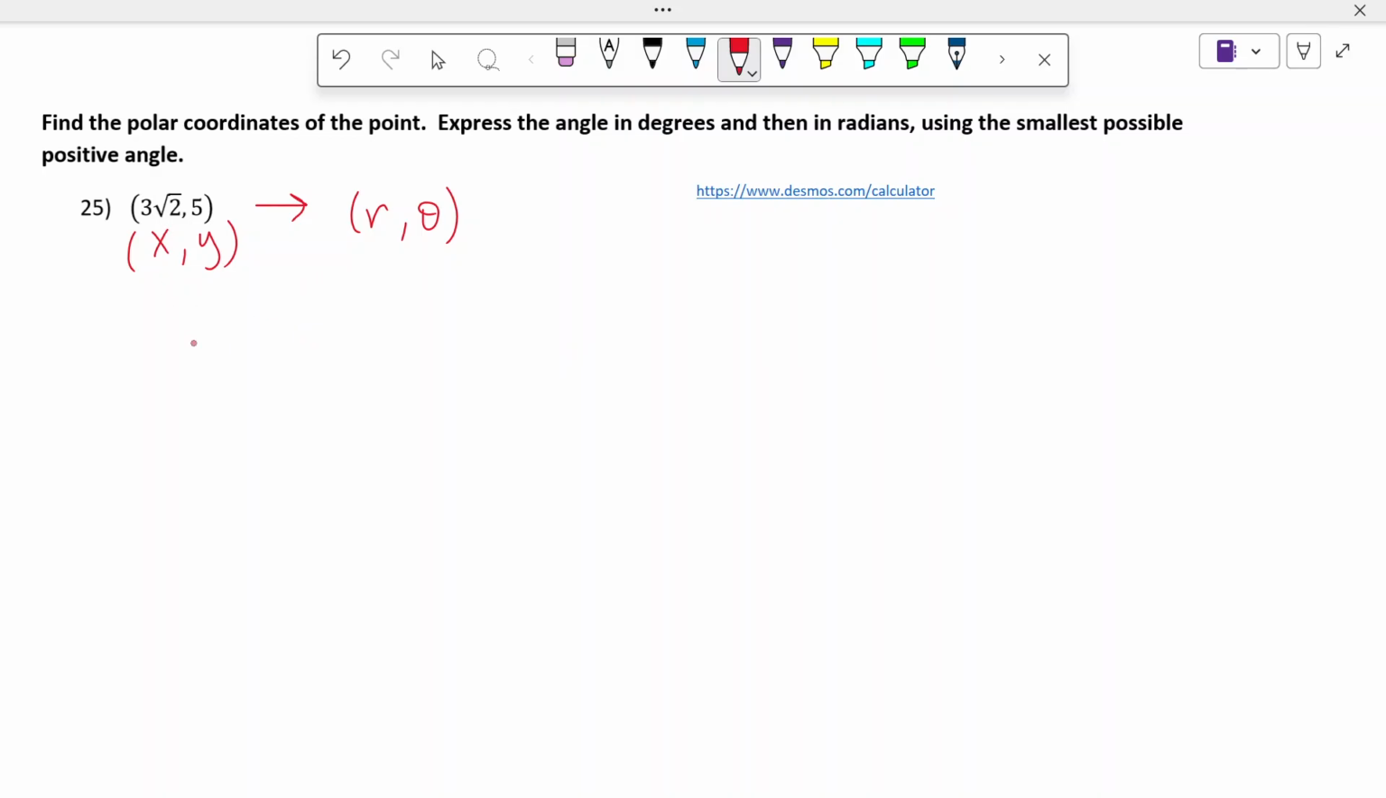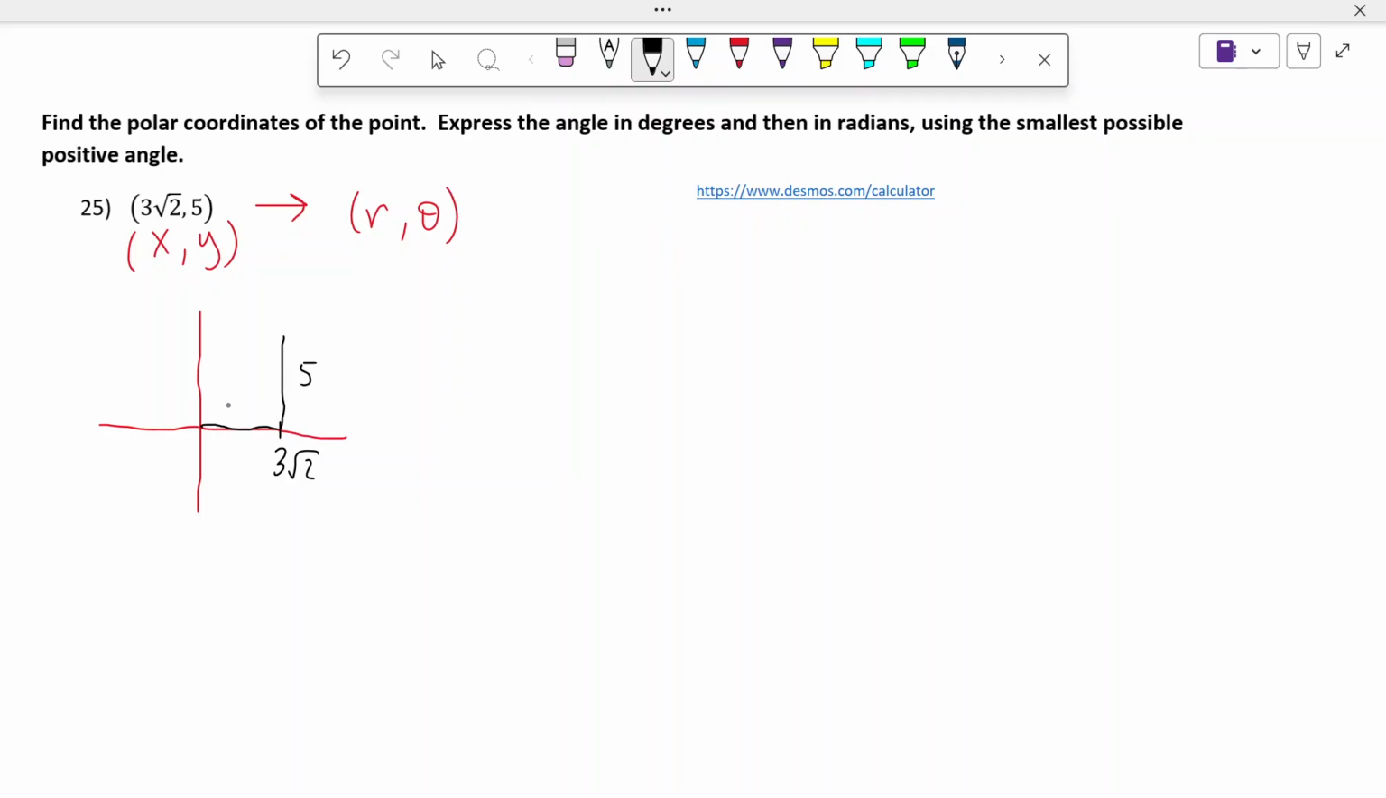We got our x and our y. Let's actually graph this point out so we can visualize it and see what we got going on. It goes to the right a certain amount. What is that? 3 root 2? What number is that? Crazy number, irrational. But then the y value goes up 5.